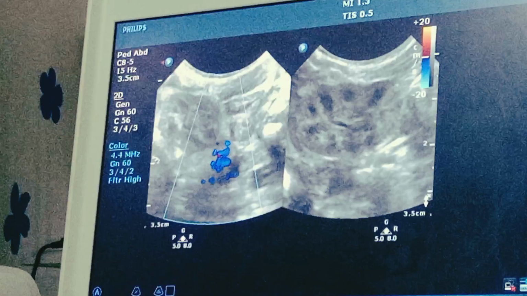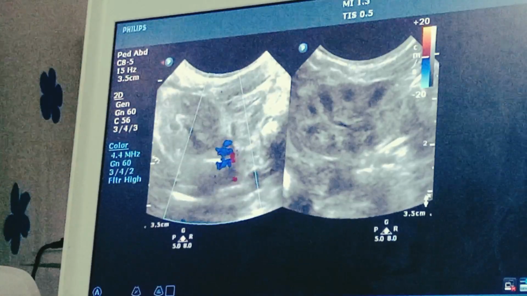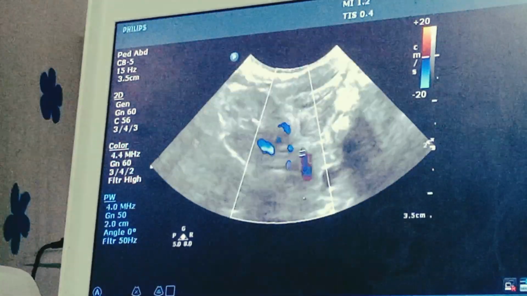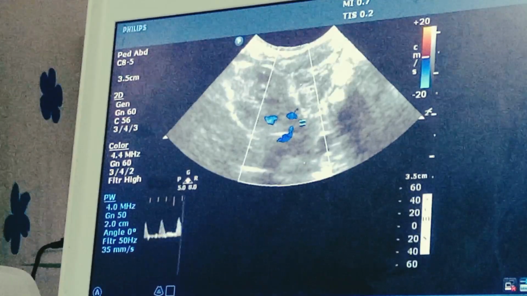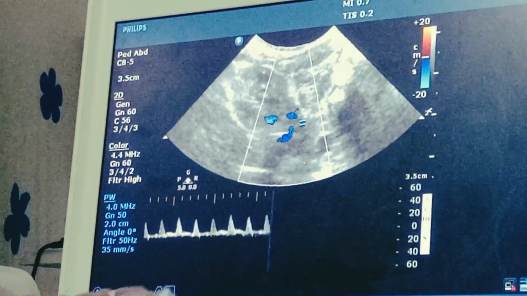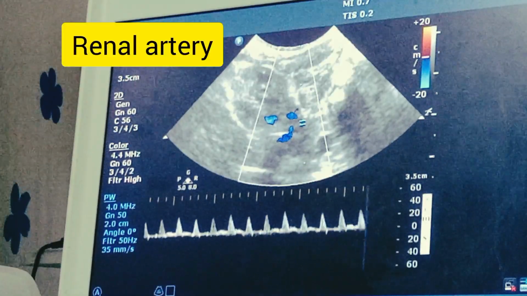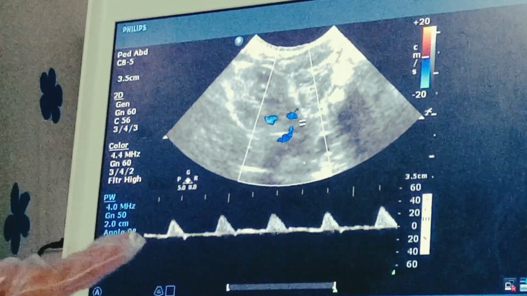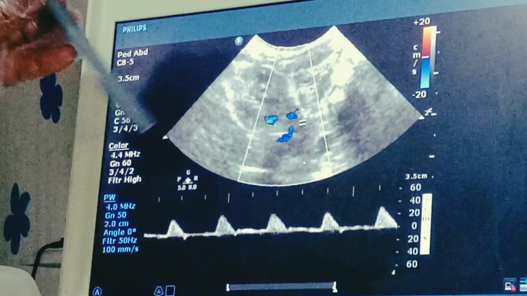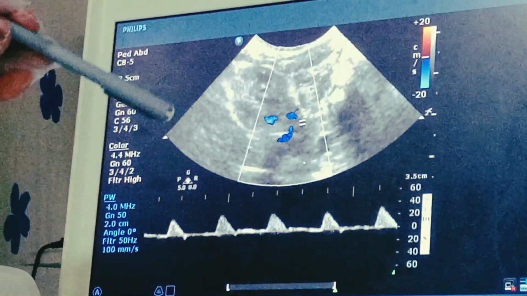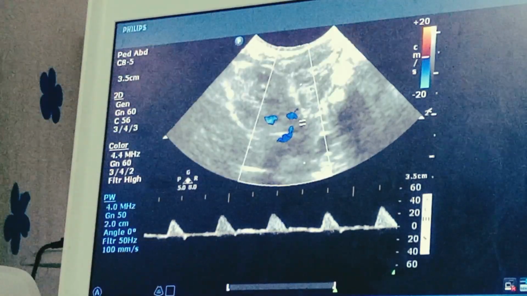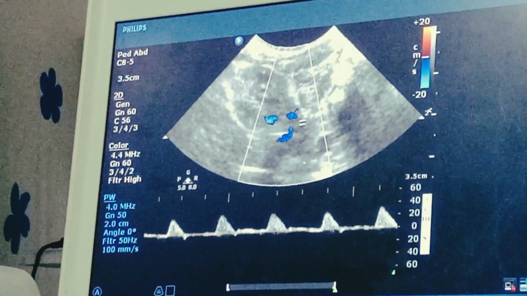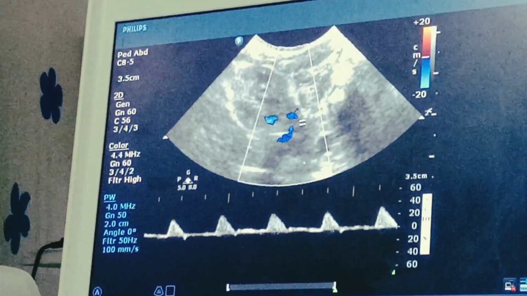So how do we know which one is the renal vein and which one is the renal artery? You take the pulsed Doppler here. You see that? This is the waveform. I'll just freeze it. This type of wave is a pulsatile wave. You can see the peak systolic velocity and end diastolic velocity. So this is the renal artery that is coming from the aorta into the kidney.